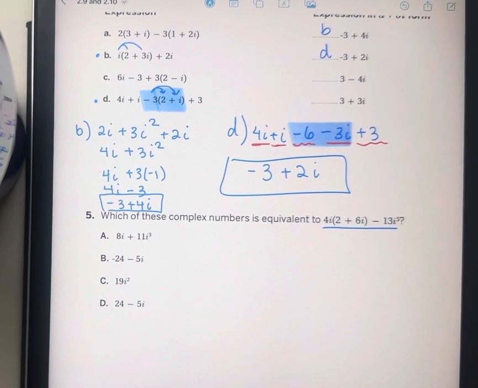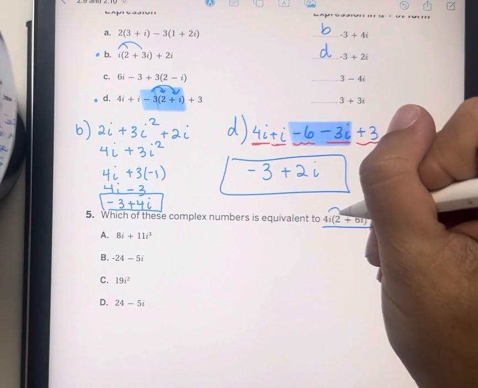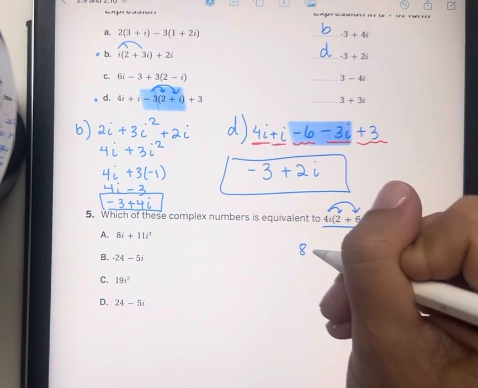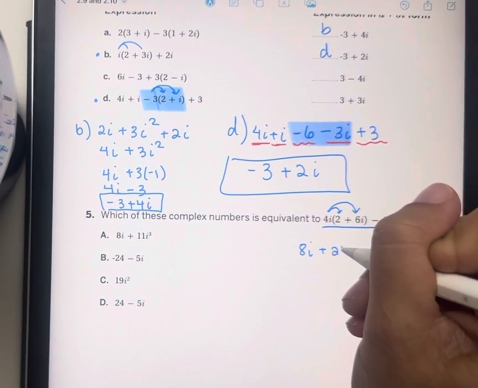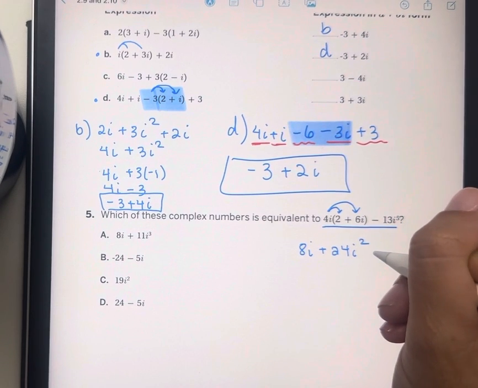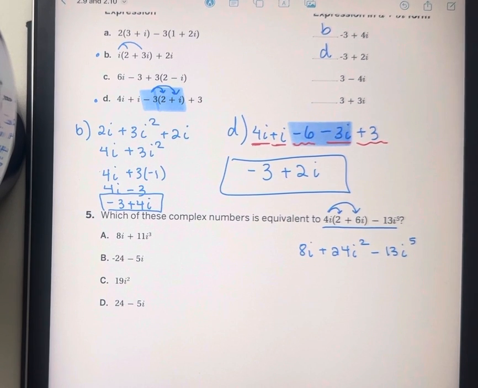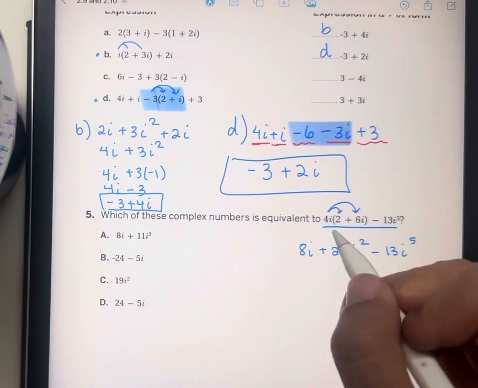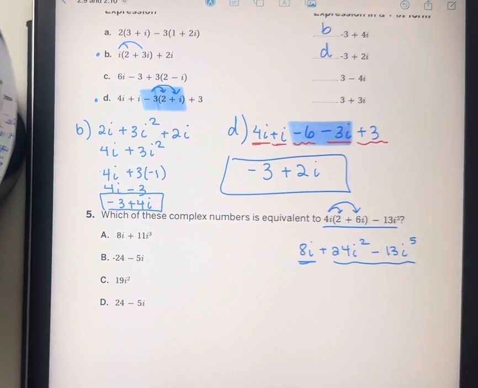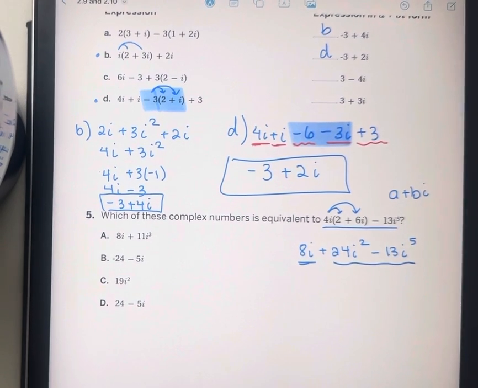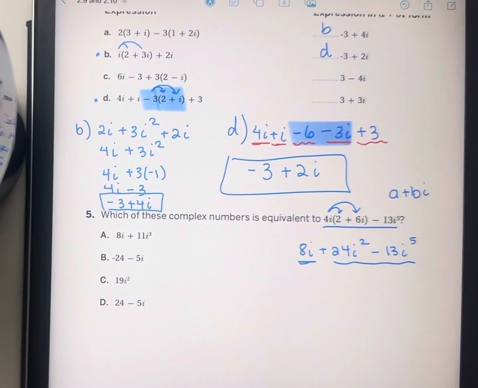Okay, let's go see. So first, distribute the 4i. That's 8i plus 24i squared minus 13i to the 5th. Holy moly. 8i, that one's fine. But these guys are not fine. There's no i squared in a plus bi. There's no i to the 5th in a plus bi. So I gotta go and think about this.